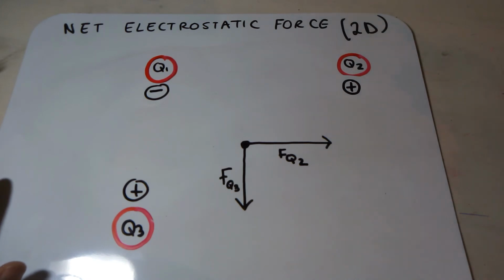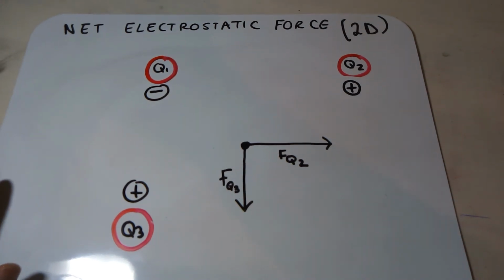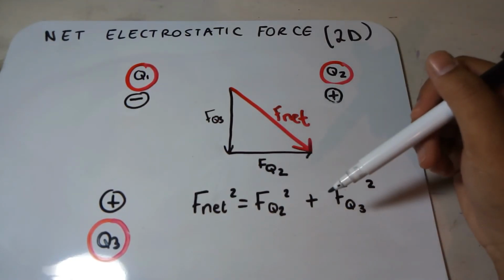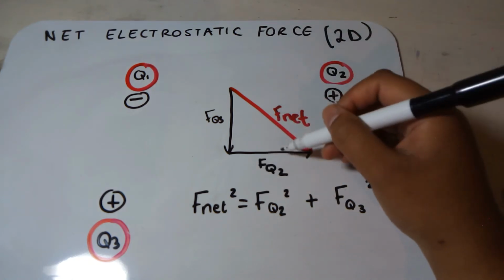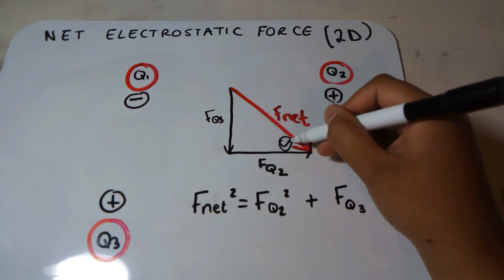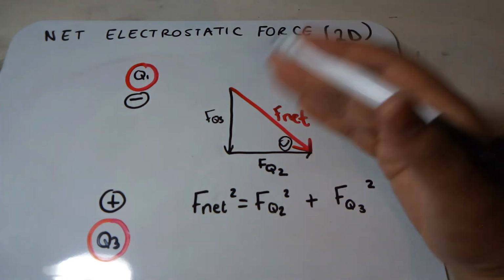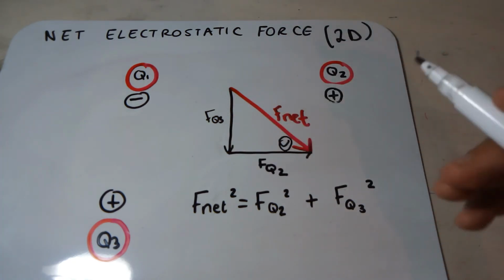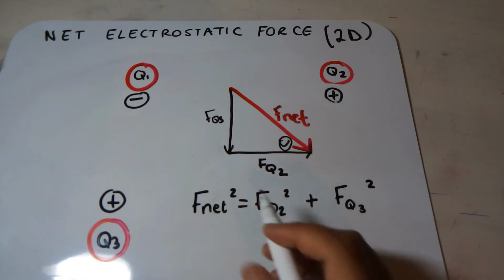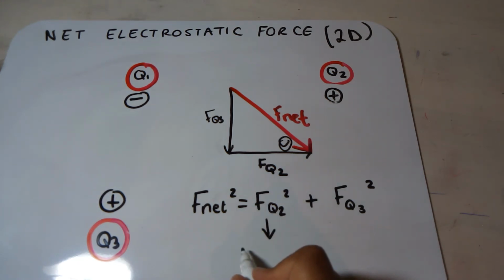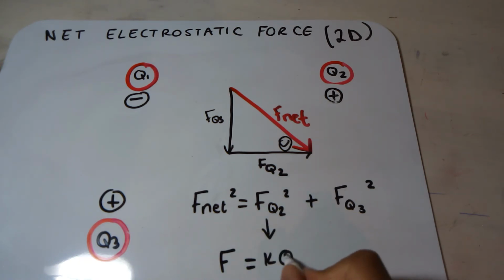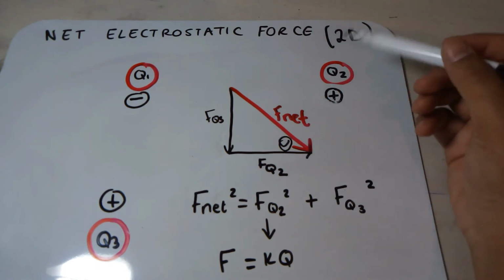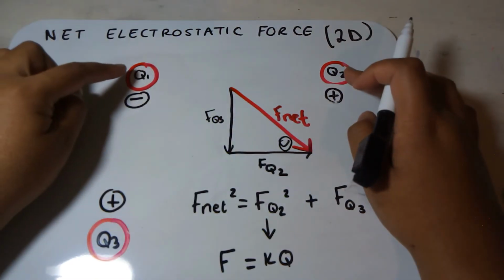And now we're going to add them using Pythagoras. And that's how you will calculate the net force. And theta will be so many degrees using tan theta away from the positive x-axis. And then if you don't have these forces, you simply have to use Coulomb's law. And then the charges that you want to substitute into Coulomb's law will be the charges between which you are calculating the force.